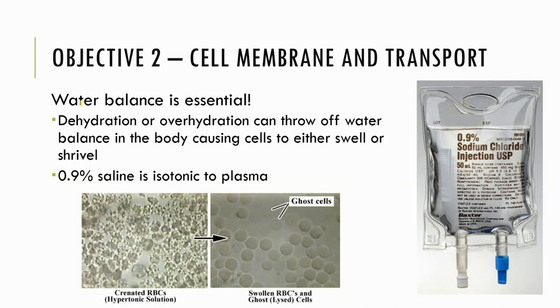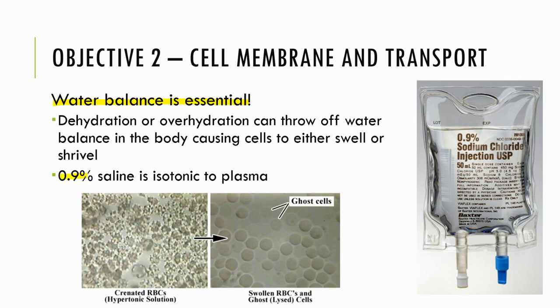And so this is why water balance is essential. Dehydration is very dangerous. There's also such a thing as overhydration. You can drink too much water too quickly. You have to drink quite a bit in a short period of time. But if our blood is not isotonic, or if our body fluids are not isotonic, then our cells are either going to be swelling and bursting, or they're going to be shriveling.